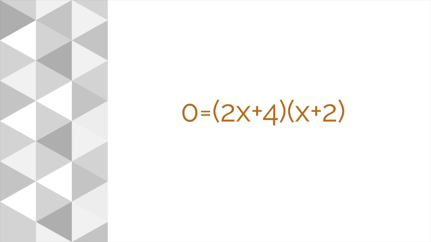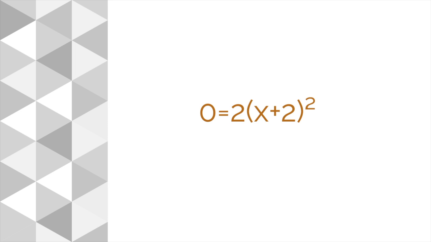A common factor in 2x plus 4 is 2, meaning that we can just rewrite our equation as 2 multiplied by x plus 2. Since we have x plus 2 multiplied by x plus 2 now, we can just write 2 multiplied by x plus 2 squared is equal to 0. We can divide 2 on both sides to give us x plus 2 squared is equal to 0. Taking the square root of both sides gives us x plus 2 is equal to 0, and solving that gives us our final answer of x is equal to negative 2.